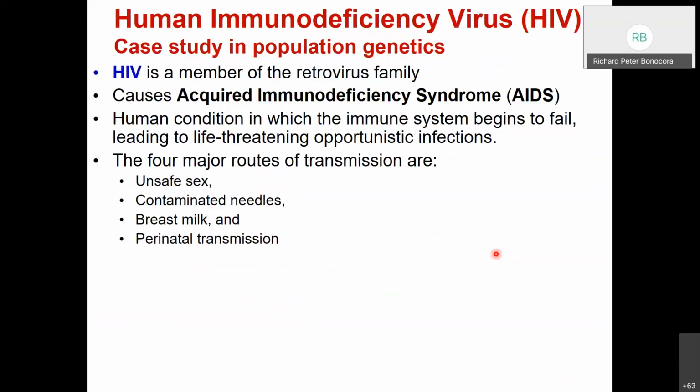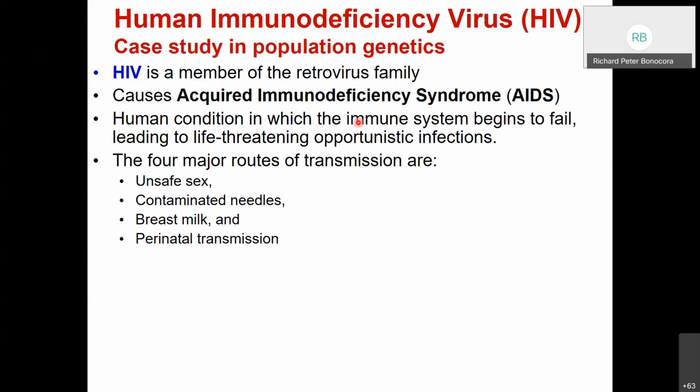Okay, so I'm going to talk about a case study having to do with HIV, or human immunodeficiency virus. First, a couple things about HIV, which many of us have heard. It's a member of the retrovirus family, so it has an RNA genome. It causes acquired immunodeficiency syndrome, or AIDS. And for humans, it's a condition where the immune system begins to fail, leading to life-threatening opportunistic infections.